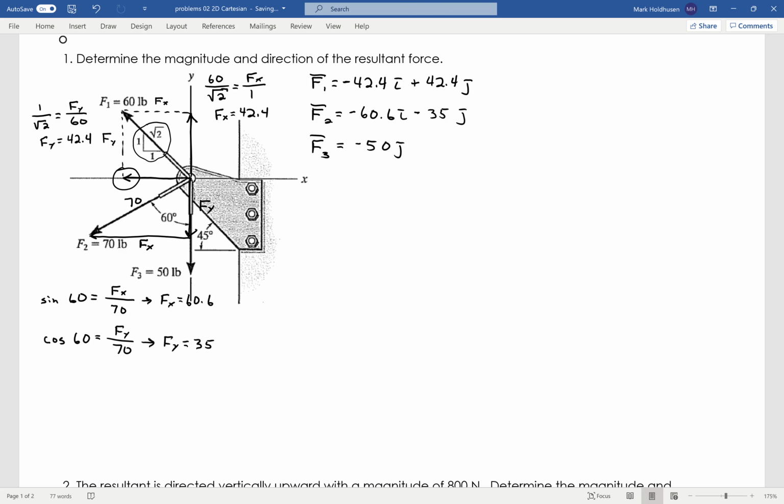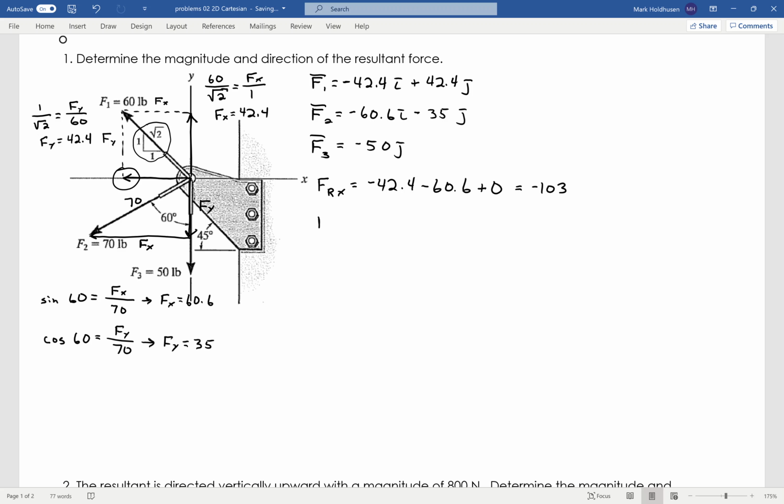Okay. So now I've written each force in Cartesian form, right? An i component and a j component. So now to find my resultant in the x direction, I just add up all of my x's, which is going to be negative 42.4 minus 60.6 plus 0. Again, 0 because F3 has 0 component in the x direction. Adding those all up, I get negative 103 in the x direction. So that's the component of the resultant force in the x direction.